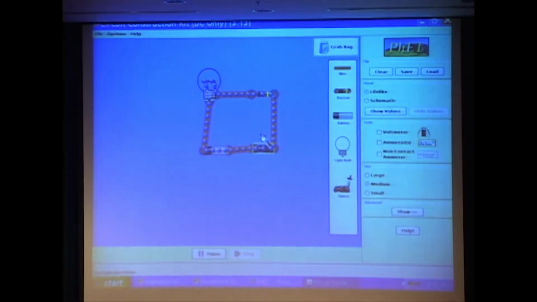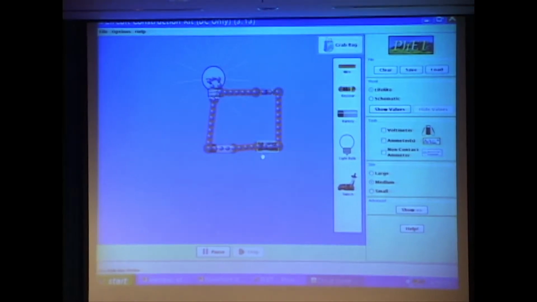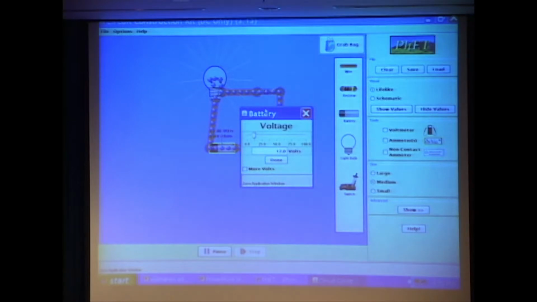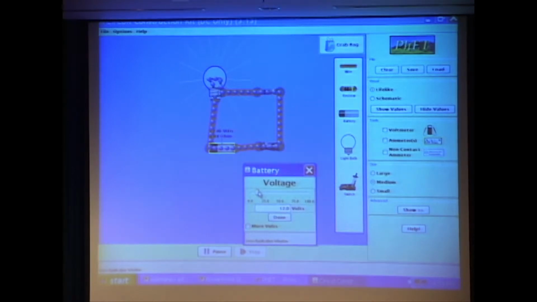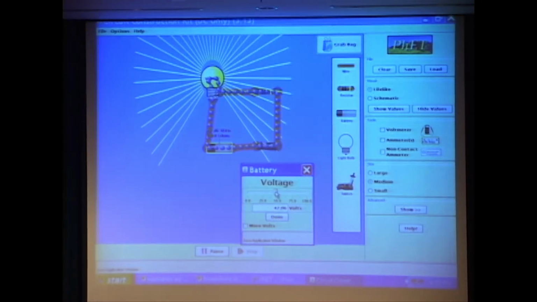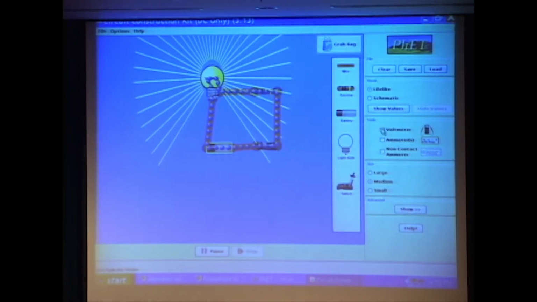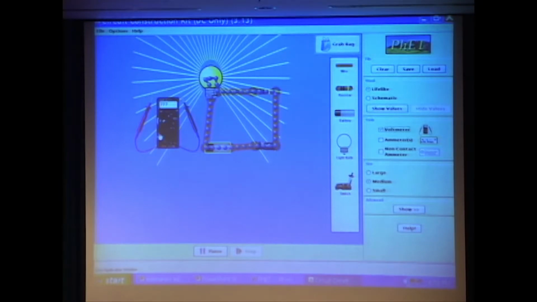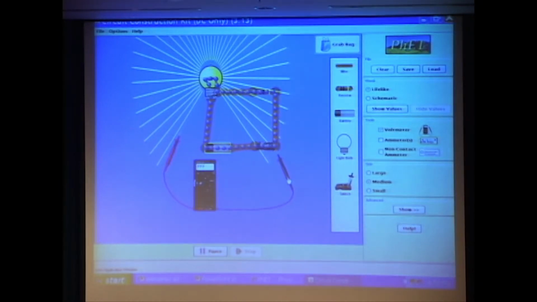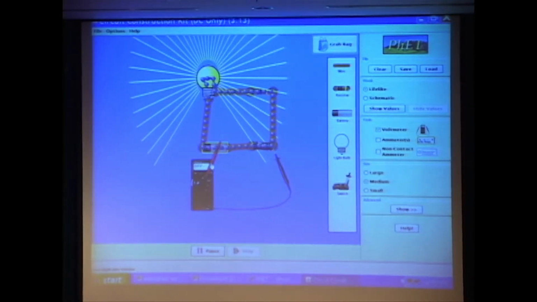Nothing happens because I haven't closed the switch. I close the switch. The electrons start moving. The light bulb lights up. I can go and increase the voltage in the battery, and the electrons move faster and the light bulb gets brighter. There's all kinds of other features you can have, like we've got meters, so you can measure the voltage at different places around this circuit and see what values they have.